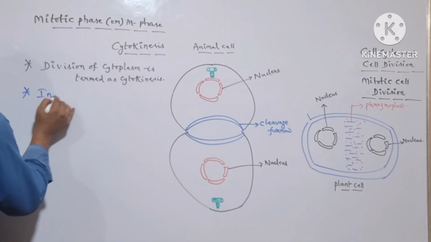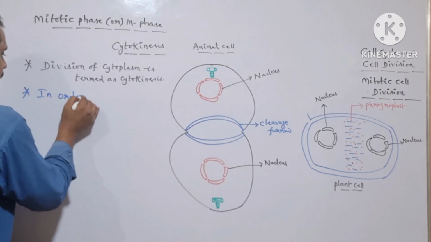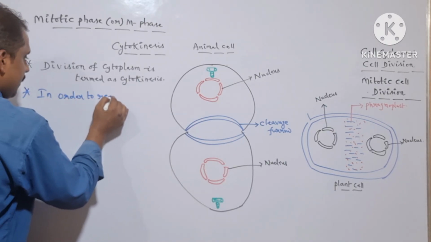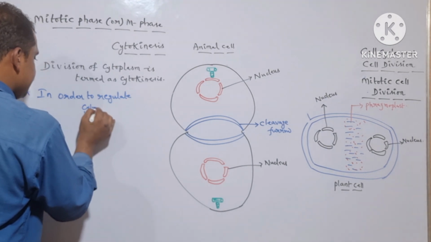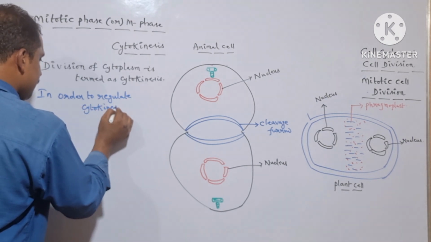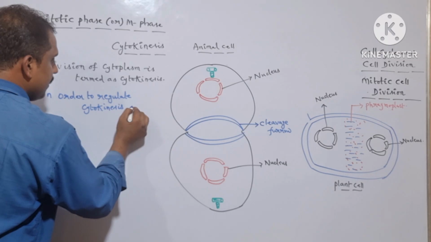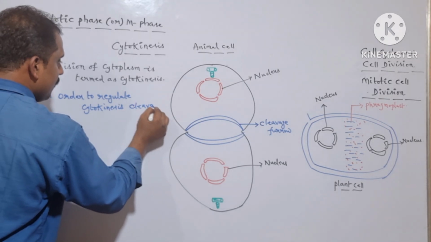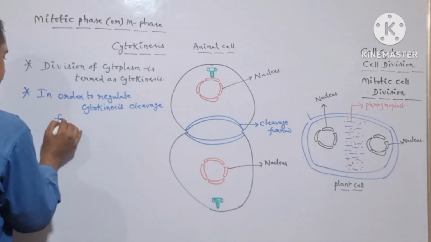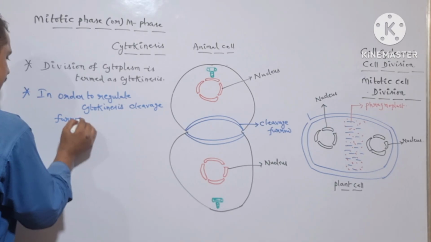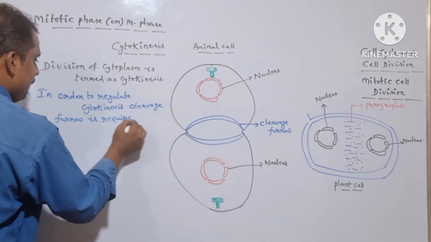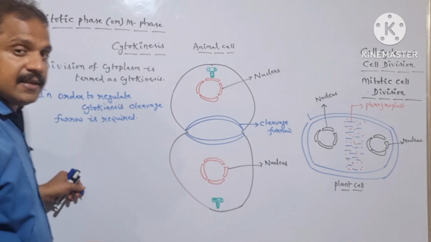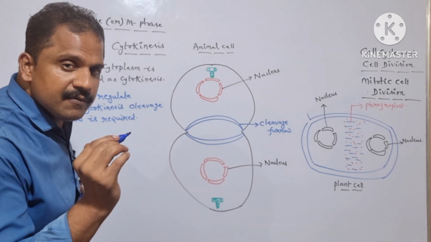In order to regulate cytokinesis, the cleavage furrow is required, right? The cleavage furrow is required. Here, the appearance of the cleavage furrow takes place within the plasma membrane of the animal cell.